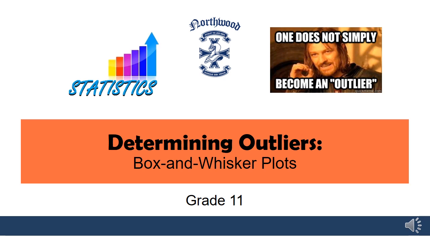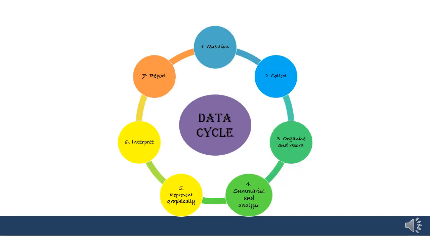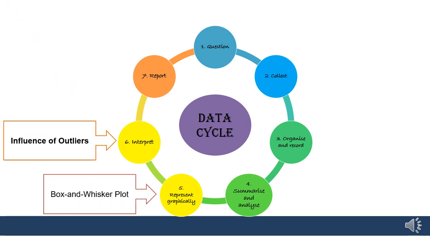Welcome back, everybody. Today we're going to talk more about outliers and specifically about how you figure out what values are outliers when you're looking at a box and whisker plot. In terms of our data cycle, we're really moving into more of the interpretation. So we're using our box and whisker plot, which we already know how to draw, and then we want to figure out what influence the different outliers have, if there are any.